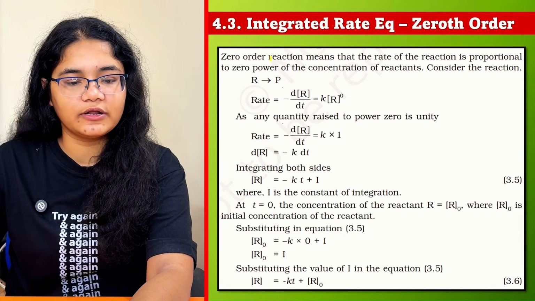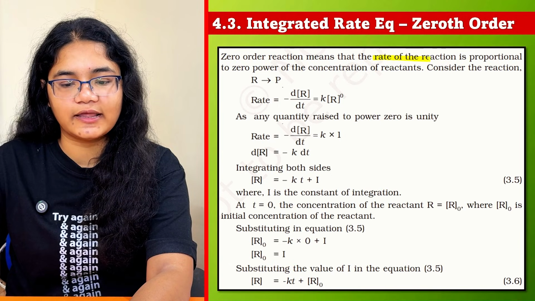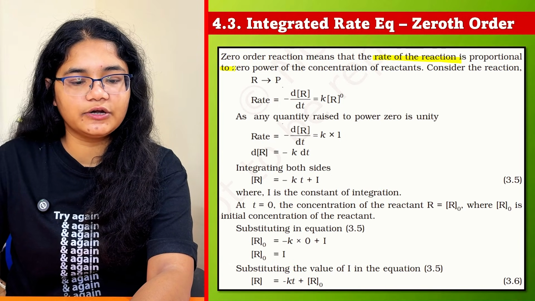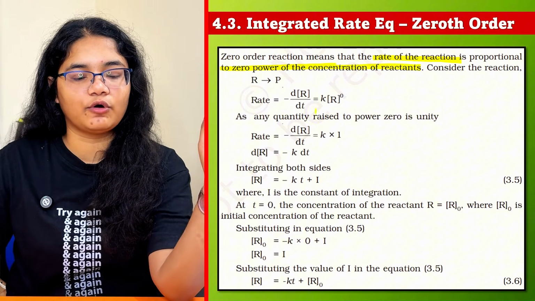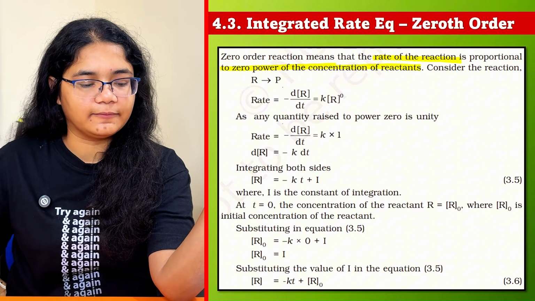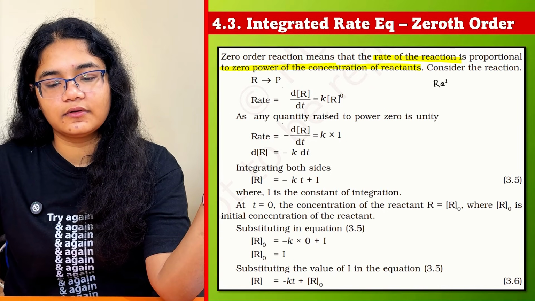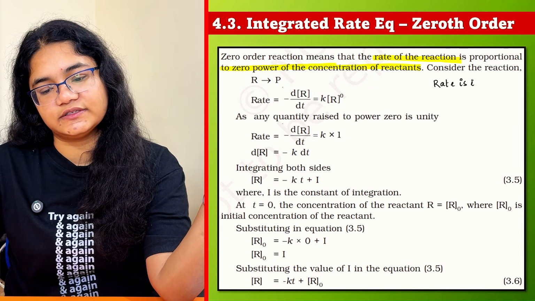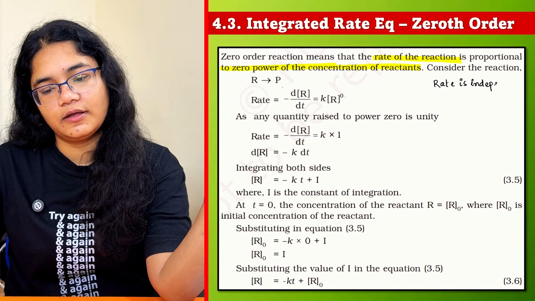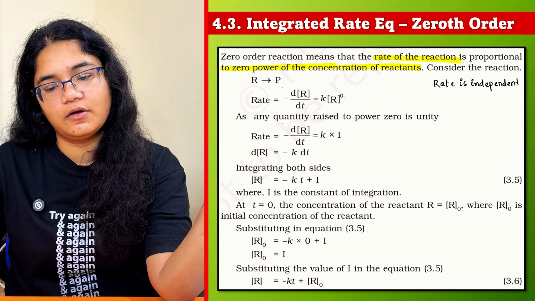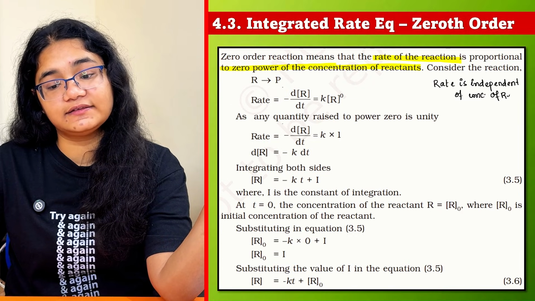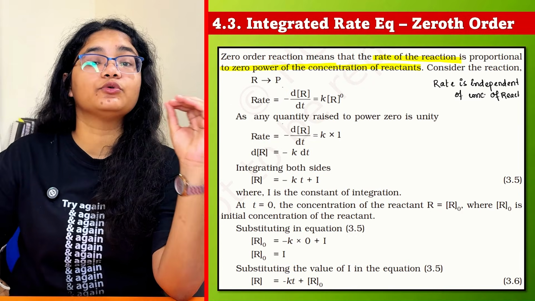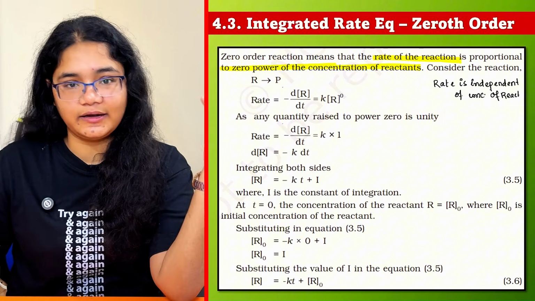Okay, so 0th order reaction means that the rate of the reaction is proportional to the 0 power of the concentration of reactants. Basically what we mean here is that the rate is independent of the concentration of reactants. That is the significance of the 0th order reaction. So now how can we derive it?